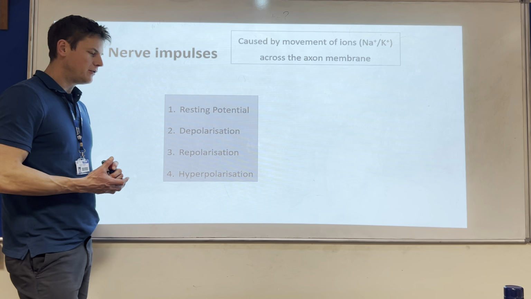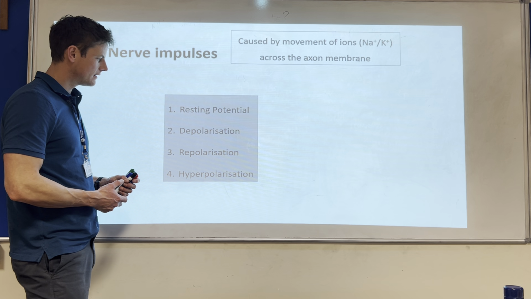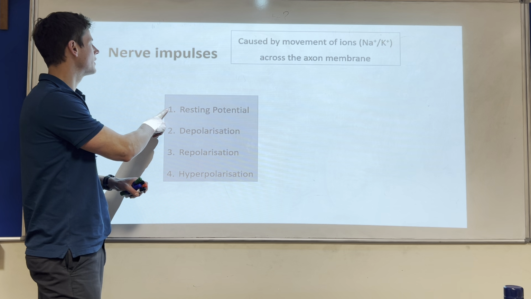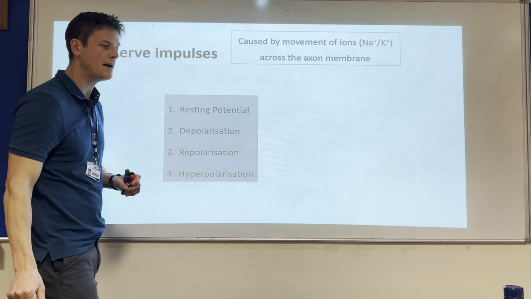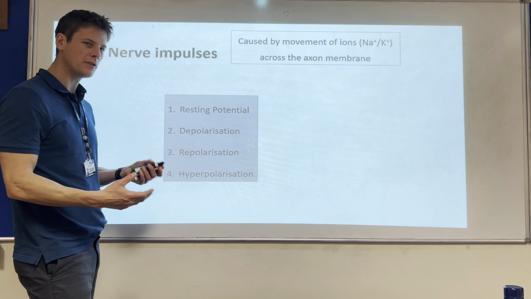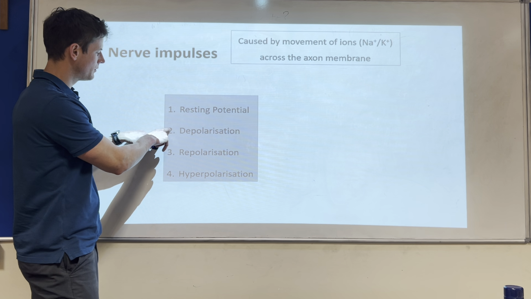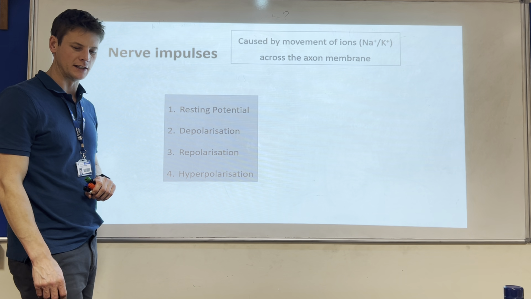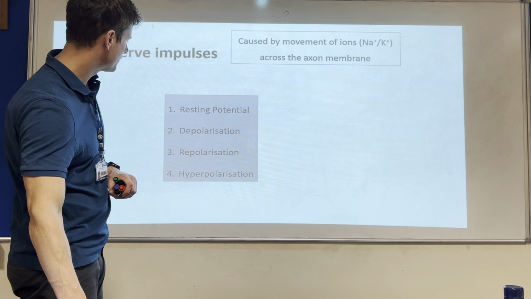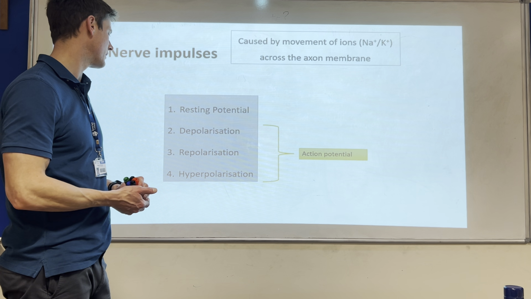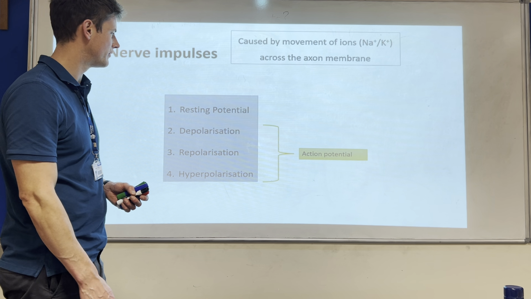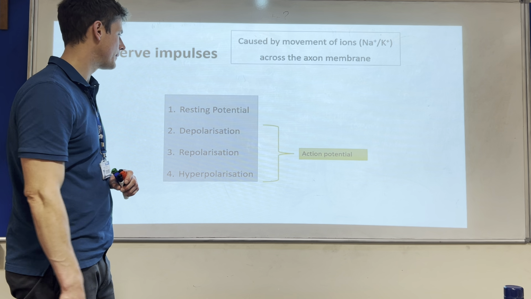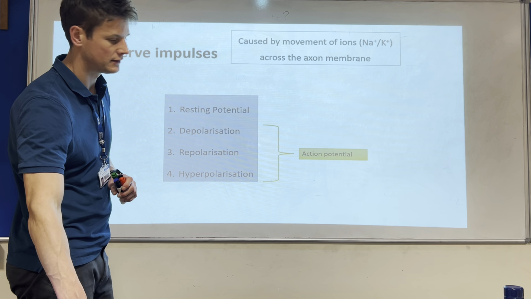The nerve impulse itself can be summarised in 4 parts. First, a resting potential must be produced across the membrane of the axon in preparation for what comes next, which are depolarization, repolarization, and hyperpolarization. Now parts 2, 3, and 4 there, depolarization, repolarization, and hyperpolarization, is what is referred to as the action potential. And I'll follow this video with another one about the action potential after.